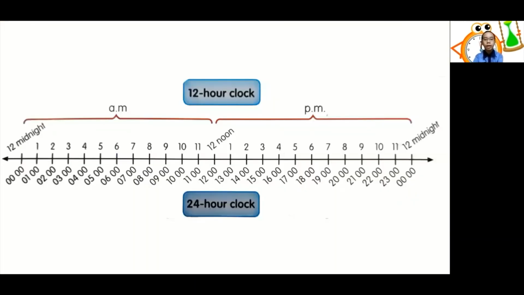From left to right, it is from 12 midnight to the next 12 midnight. From left to right, the numbers increase from 0 to 24.